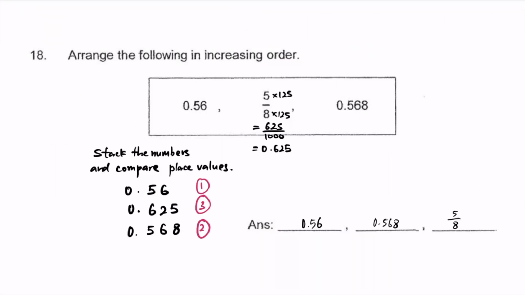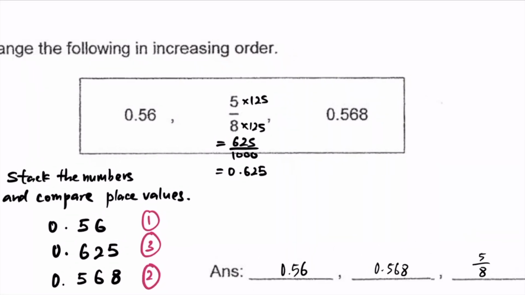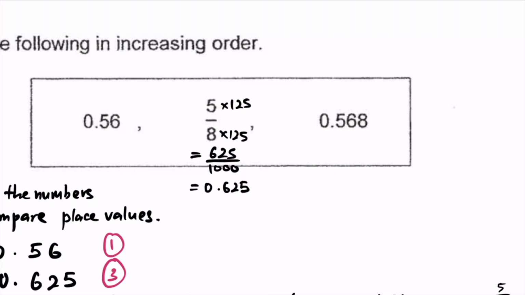Here we're going to compare the values of decimals and fractions. Now, the first thing I want to do is to work with the same thing. I want everything to be in decimals, and 5/8 can be converted to a decimal by multiplying 125 top and bottom. That gives us 625/1000, that's 0.625.